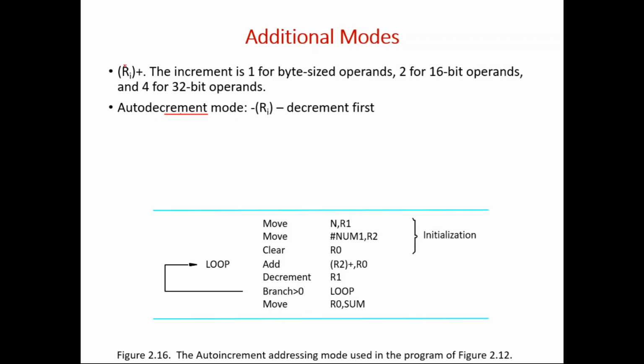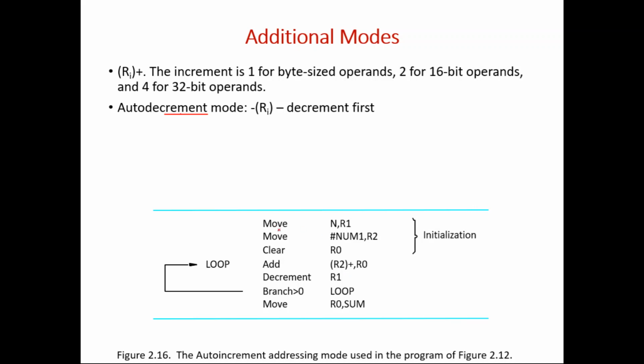Here also, if you put the plus before, it will perform the increment first and then perform the operation. If you put the minus at the other end, it becomes post decrement: it will first perform the operation and then decrement. Here is a simple program which uses auto increment. I think it is again the same sum of adding n numbers.